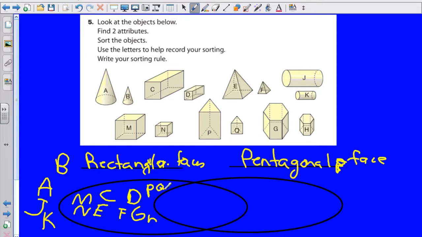Okay. Now, did he create two rules that work? Yes, he did. Are there any pentagonal faces on those objects? No. Is there any in his circle? No. So he did it right. Right? But next time when you guys do, you might want to choose something that you can actually have something in the circle. But that's okay. So, does everybody understand how to do this question now?